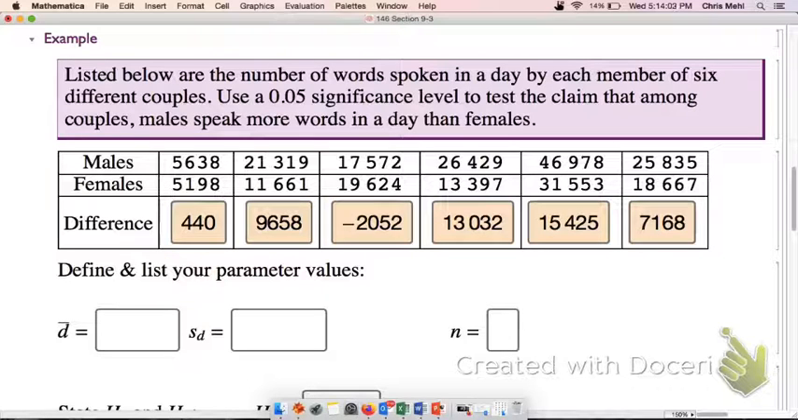Okay, so again, I'm doing males minus females. It's very important that you pay attention to which order you subtracted. So in the first couple, the difference would be 440. That means that in that couple, the male spoke 440 more words than the female did. I took the number of words the male spoke and subtracted the number of words that the female spoke and got 440, and I did that for all 6 pairs.